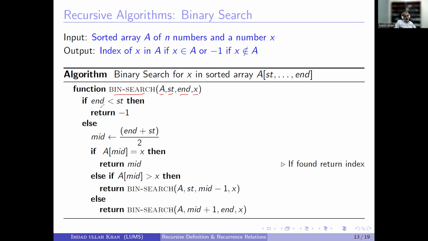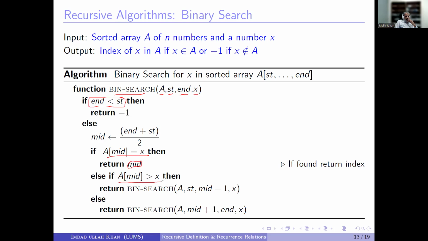So if end is less than st, that means that we have already cut the array into smaller pieces and we are no more left with any element, so we return -1. Otherwise, we compute the midpoint, which is half of n plus start point. So if a of mid is same as x, that is the kind of success situation which we are interested in, and we return the index of that element, which is mid index.